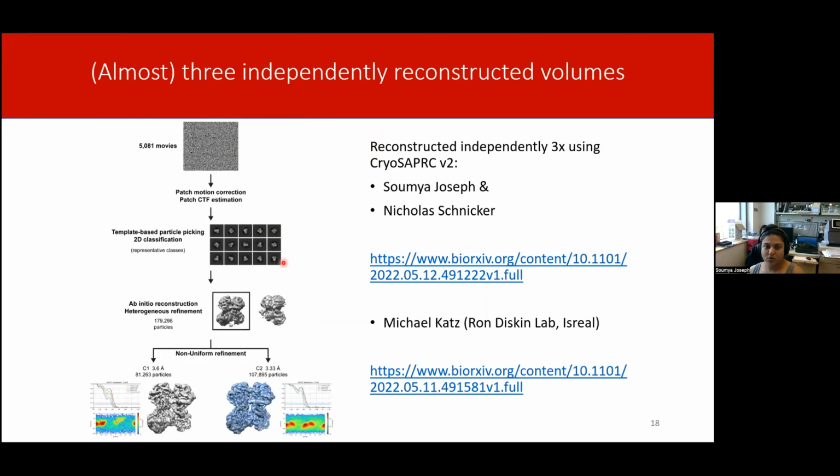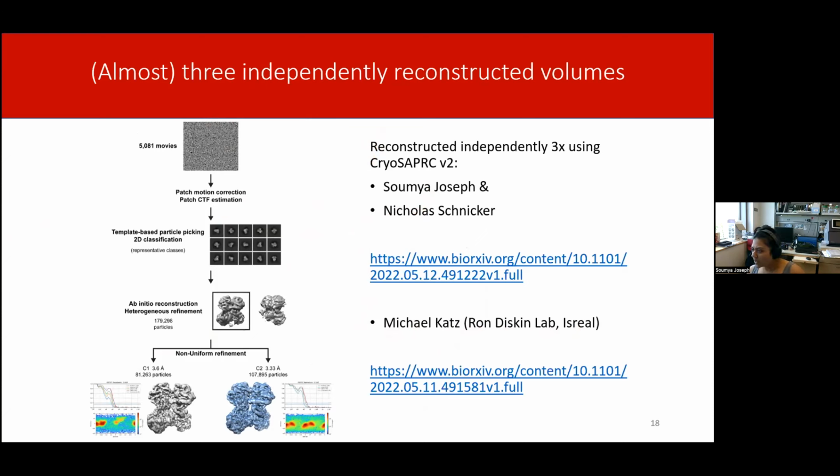cryo-EM data for LARGE1. So Nick Schnicker and I independently processed our data set at the University of Iowa, and then Michael Katz from Ron Diskin's lab in Israel also processed a set of their data. So we're pretty sure this is the structure of LARGE1.